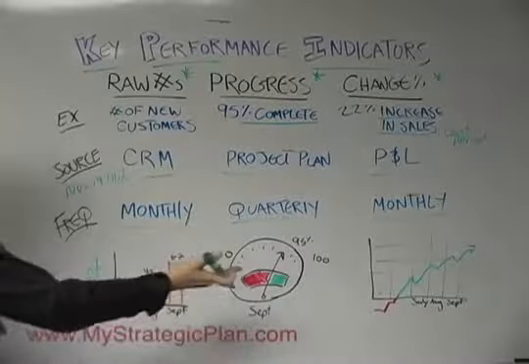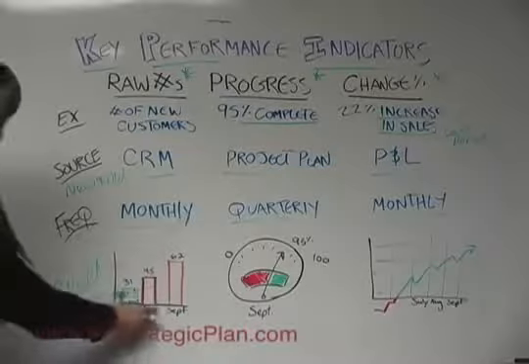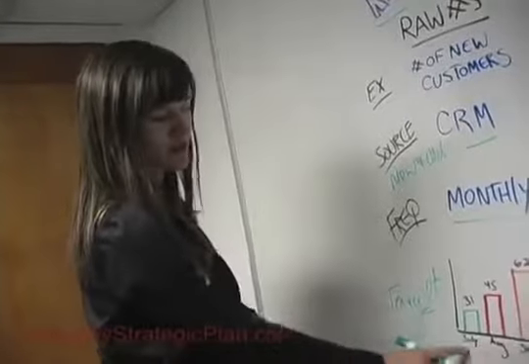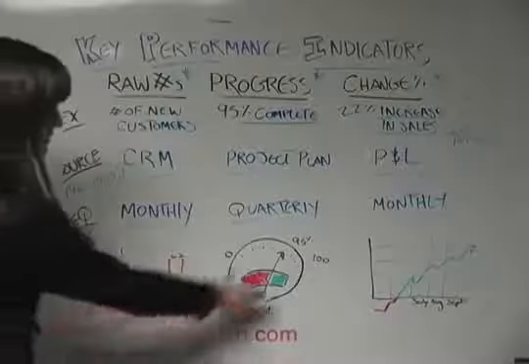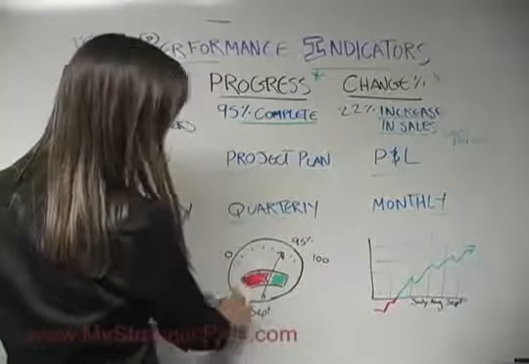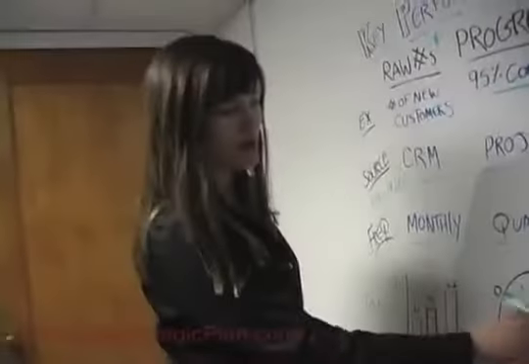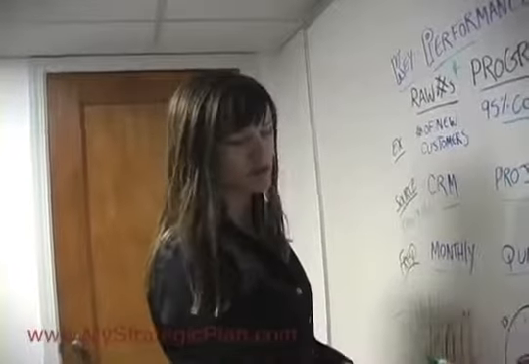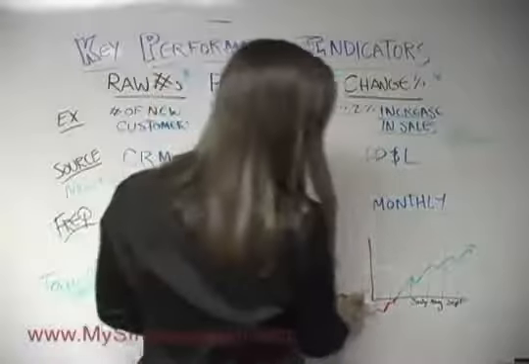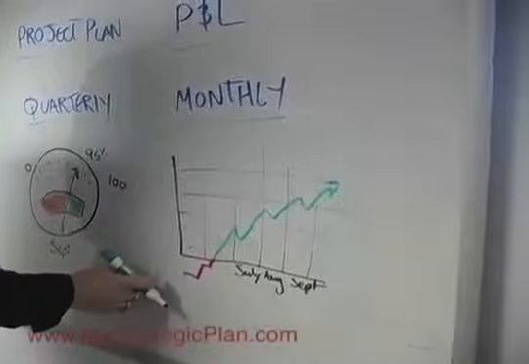I just want to show some different types of graphs here. On our raw numbers, we've got just raw numbers, number of new customers. In this case, we're showing 3 months. A progress indicator is actually a snapshot, in this case looking like a gas tank. What percent complete from 0 to 100%, a nice gauge, a nice way to see that data. And then, of course, change metrics are best displayed in a line graph to show progress.